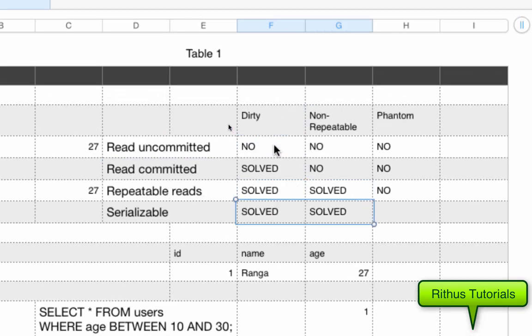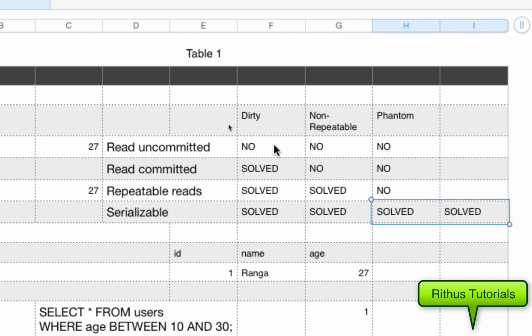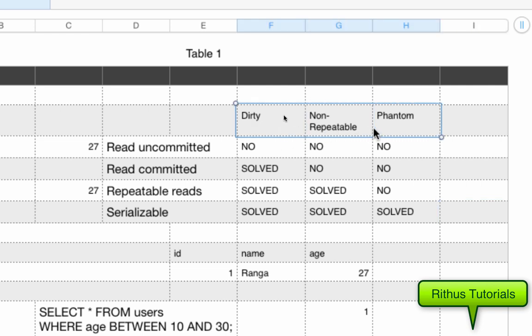So in serializable, all the different problems that are associated with transaction management are solved. So these are the four different isolation levels, which solve the three different problems that are present in transaction management. So there you go. That's basically a summary of the entire transaction management. We looked at the problems with transaction management and then different isolation levels.